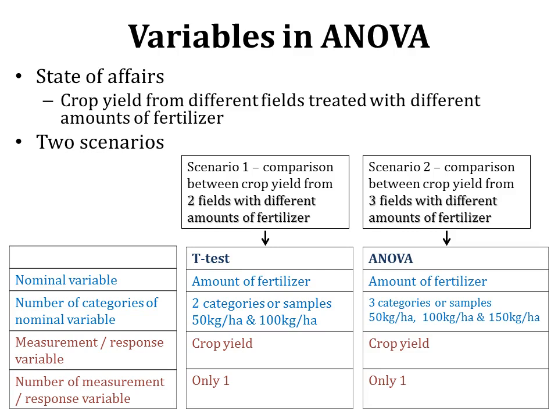Then in scenario 2, the nominal variable is the amount of fertilizer, and we have three categories or samples. Field number 1, in which we have 50 kilograms per hectare of fertilizer, then sample number 2, in which we have 100 kilograms per hectare of the fertilizer, and then sample number 3, in which we have 150 kilograms per hectare of the fertilizer. And the measurement variable or the response variable is only one, which is crop yield.